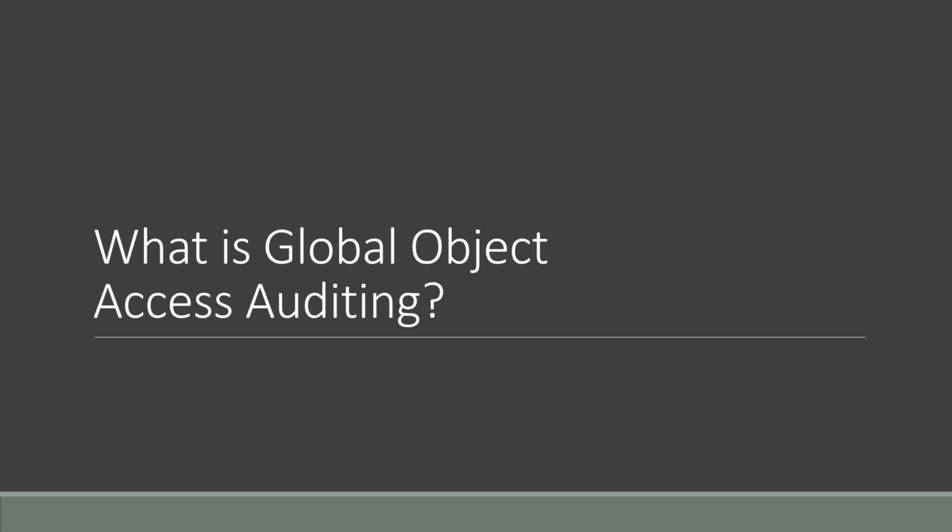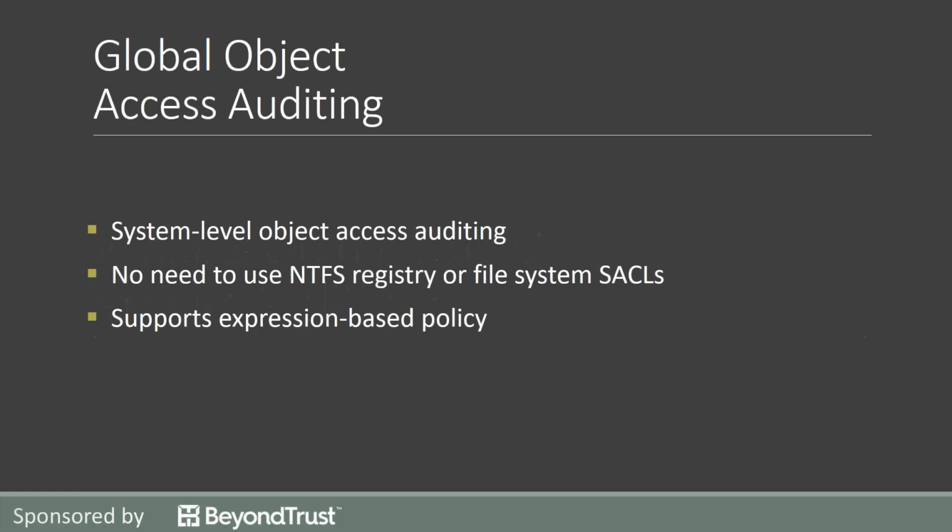But what global object access does is give you a per machine or per computer control, so that you can switch on file or registry auditing for that device rather than having to set the configuration manually in an access control list for each item. So it just makes the configuration of auditing for the file and registry system a bit more simple.